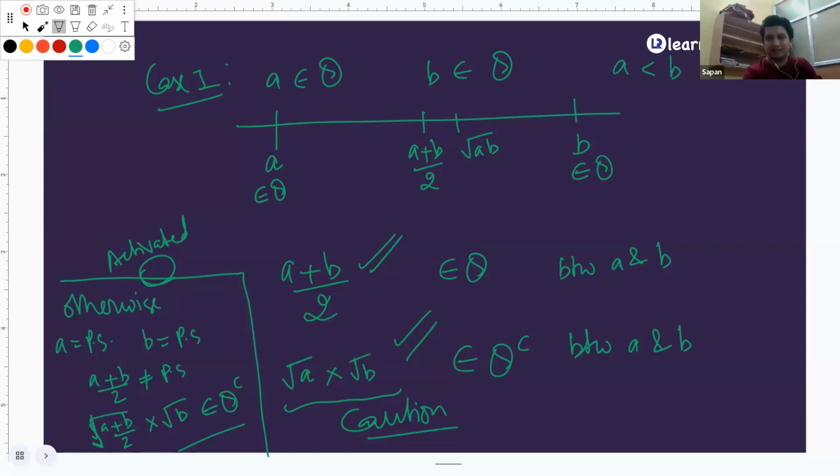Next class, we will see the remaining 4 cases where A and B are anything, and in between them, we want rational and irrational.